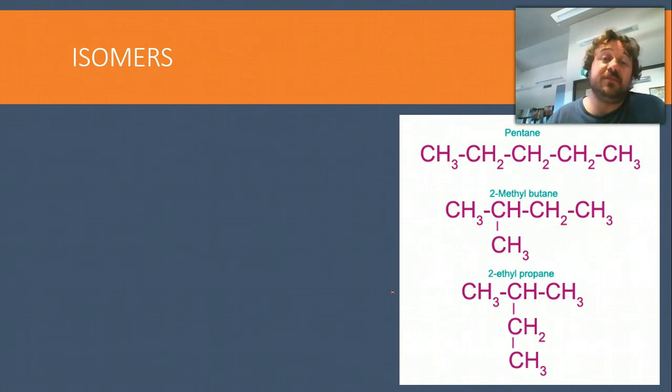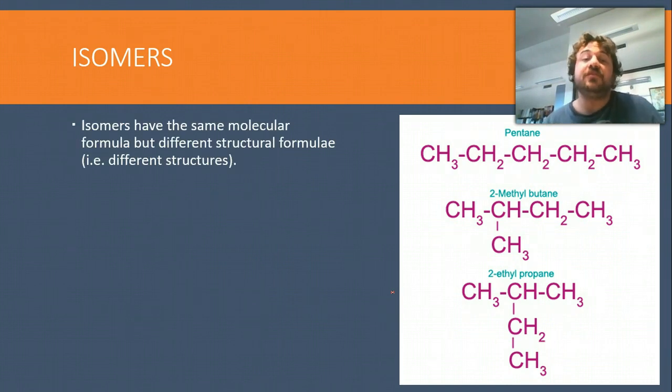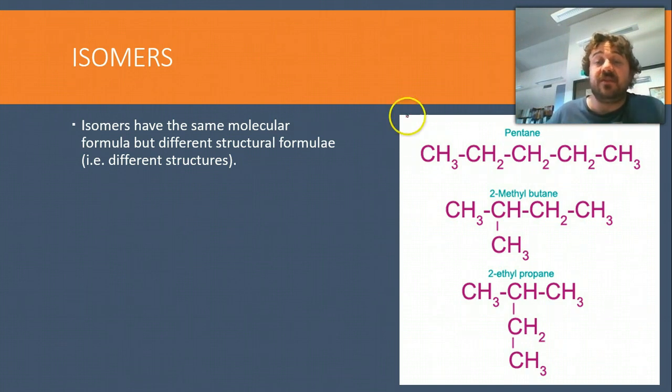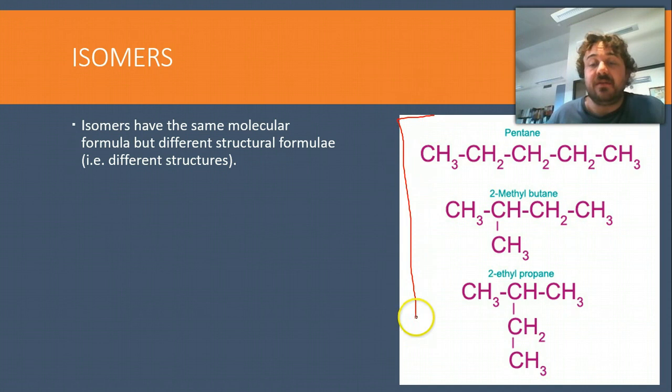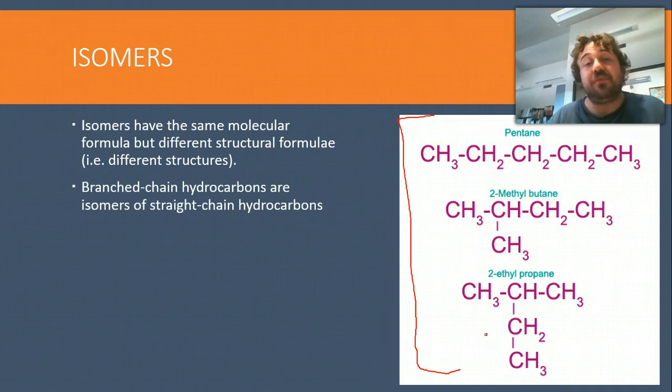At the moment, we're going to talk about isomers. Now, isomers, if you remember correctly, have the same molecular formula but different structural formulae. In other words, they're different structures. So here, these are all isomers of pentane. Down here, they all have the same molecular formula but different structural formulae. Now, branched chain hydrocarbons are isomers of straight chain hydrocarbons. You see that here. So here's 2-methyl, that's your methyl group there. Ethyl, that's your ethyl group there.